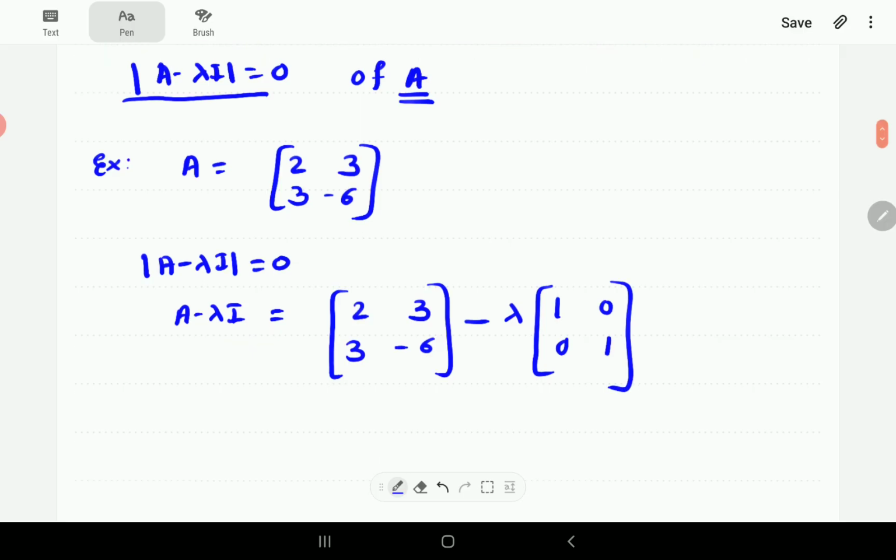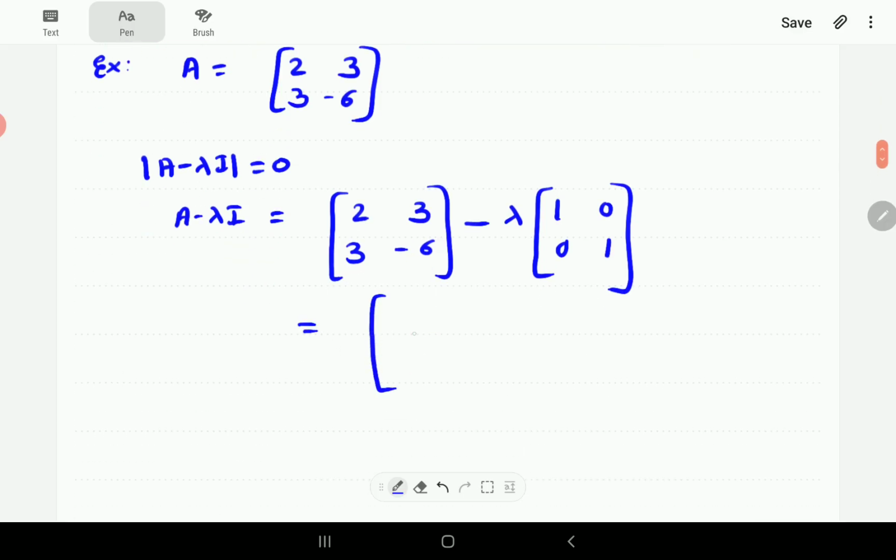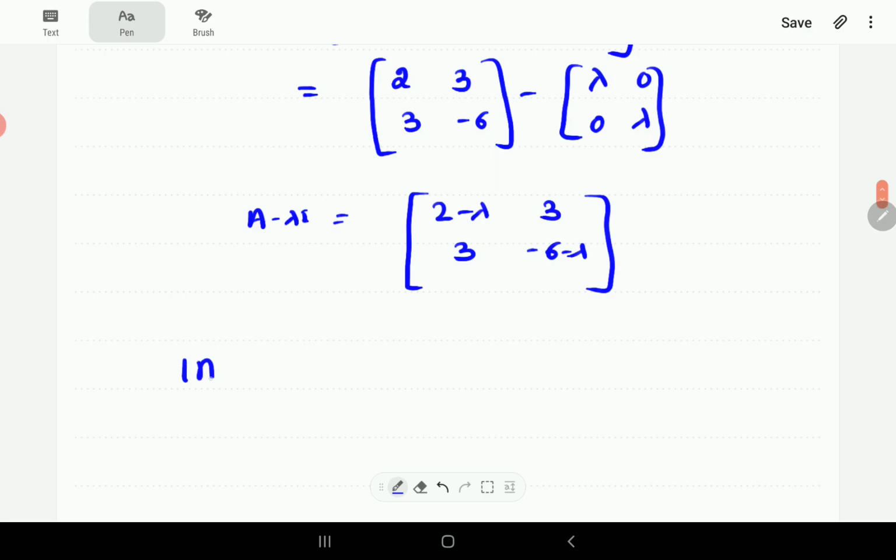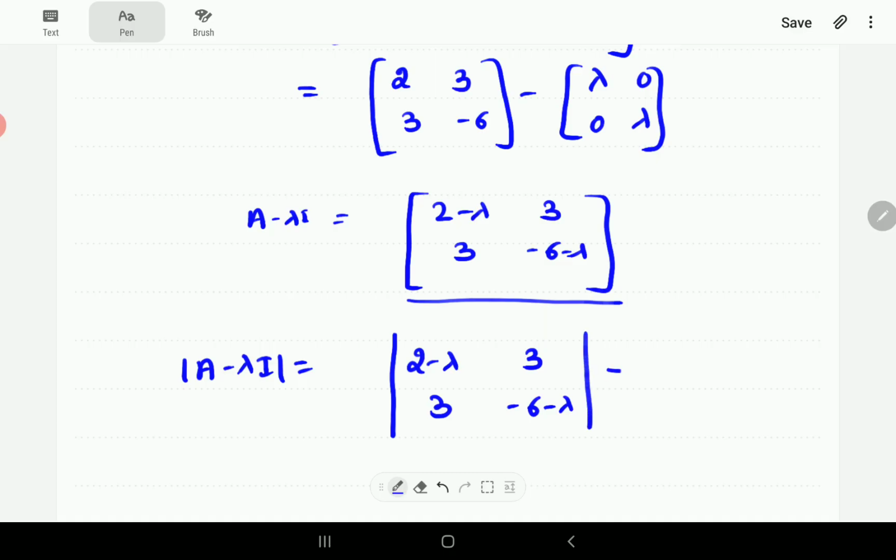It is a 2 cross 2 matrix. Now this is equal to 2, 3, 3, minus 6, and if I multiply by lambda, I get lambda 0 0 lambda. So the final matrix will be 2 minus lambda, 3 minus 0 is 3, 3, then minus 6 minus lambda. This is your A minus lambda I. But our characteristic equation is the determinant of A minus lambda I, so let us take the determinant of this, equated to 0.